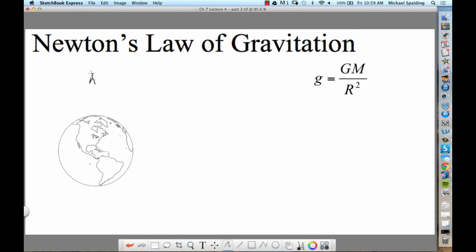So we stick this guy up here. We're going to call him M2. The Earth is M1. Okay, so is this guy up here an object? Yes. Is the Earth an object? Yes. What do we know about all objects in the universe? They attract each other. So there is a gravitational force on Felix, the daredevil, and there's a gravitational force on the Earth.